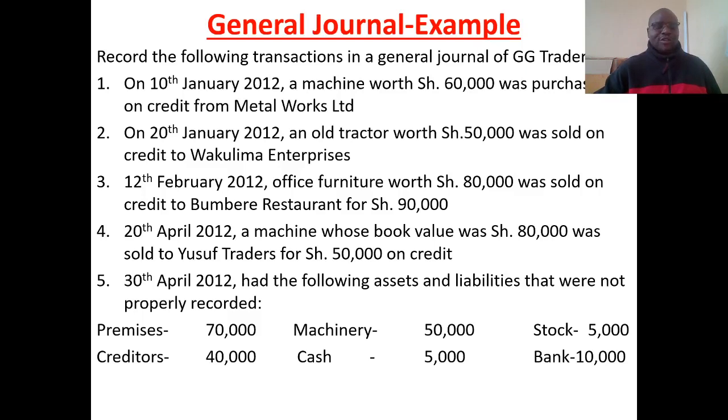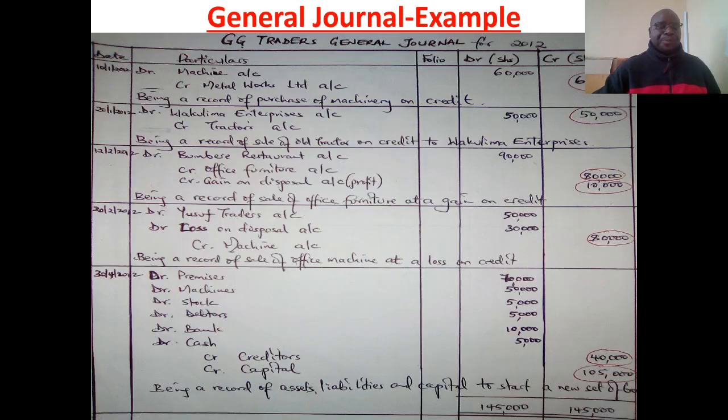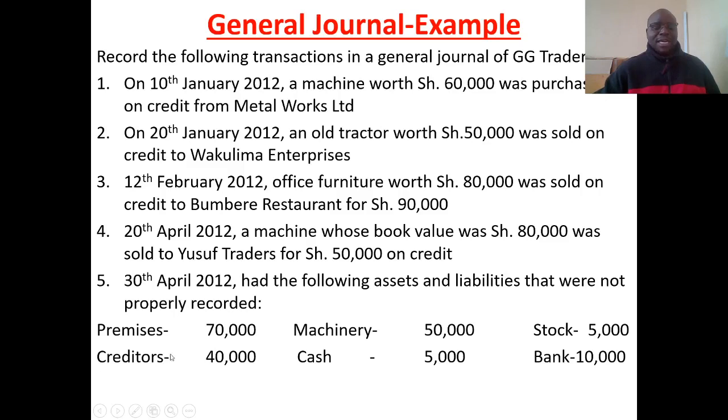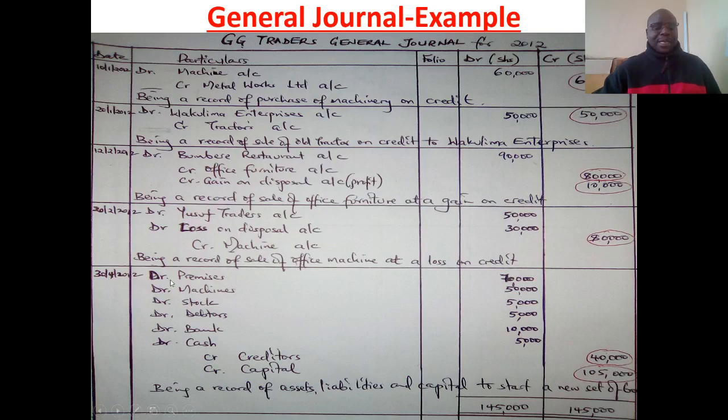Then we have transactions that took place on 30th of April. All of them will be recorded together: premises, creditors, machinery, cash, stock, bank. So those accounts that exhibit a debit balance will be recorded first, and then those that exhibit a credit balance will be recorded last. So debit premises 70,000, debit column; debit machines 50,000, debit column; debit stock 5,000, debit column; debit bank account 10,000 you debit or put in the debit side; debit cash 5,000, debit column; then creditors. When they increase, you record that transaction at the credit side. So in this case here, it will also appear on the credit column.